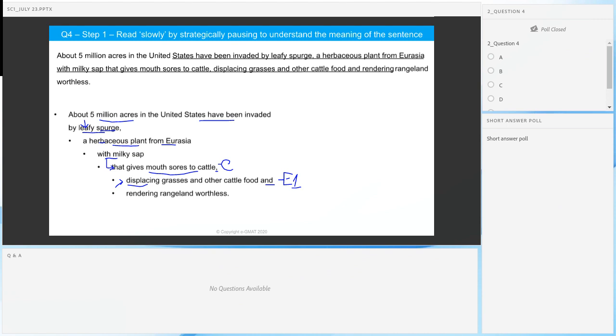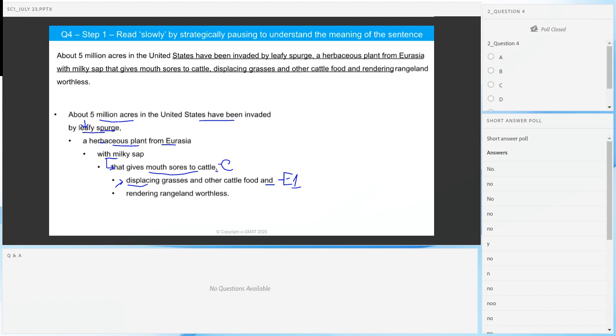Answer this question of mine. Does this cause and effect make sense? That because milky sap gives mouth sores to cattle, it displaces. What is the meaning of displacement? How do we displace something? It literally means to replace, right? That one thing takes the place of something else. Displace, right? Change the place. Now, how can milky sap displace grasses and other cattle food? Does that make sense? That a liquid removes grasses and cattle food and takes its place. I don't think that makes sense at all.